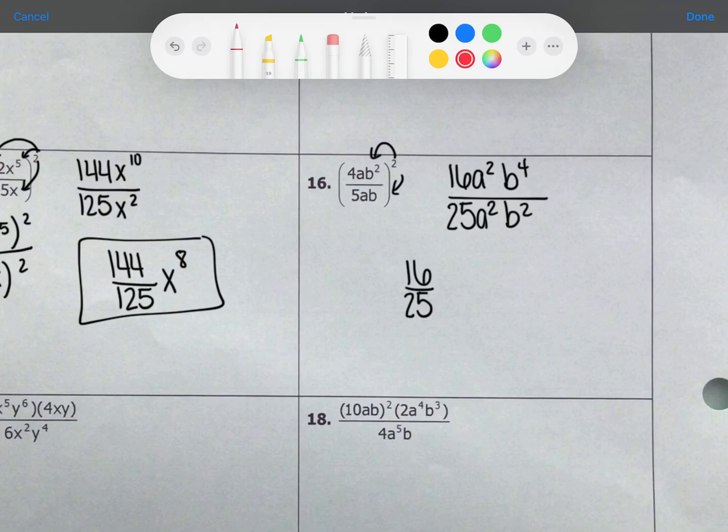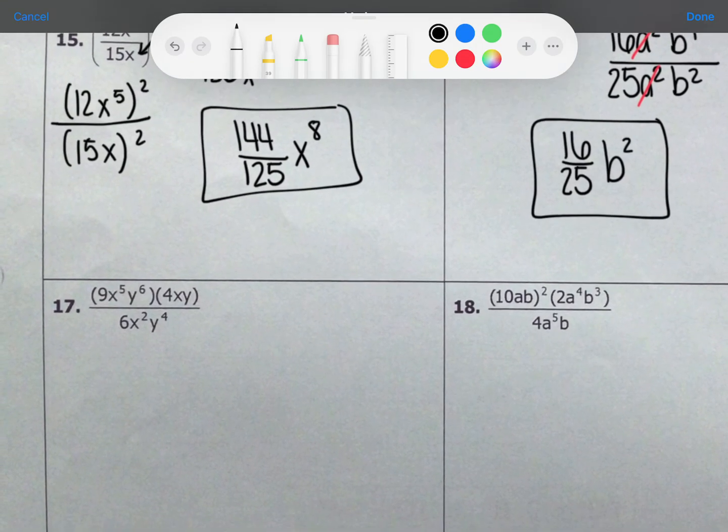Subtract those A's. What happens to those A's? There's 2 on the top and 2 on the bottom, so they cross out. I know it equals a 0 exponent. We know anything to the 0 power is a 1. We just cross it out. B, 4 minus 2 is 2. Did you get it right? Fantastic. I'm so proud of you guys for trying hard.